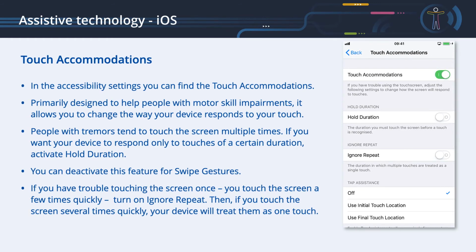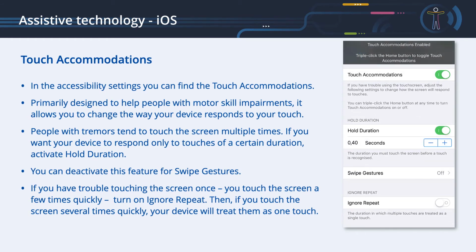People with tremors tend to touch the screen multiple times. If you want your device to respond only to touches of a certain duration, activate Hold Duration. We set the hold duration time to half of a second.